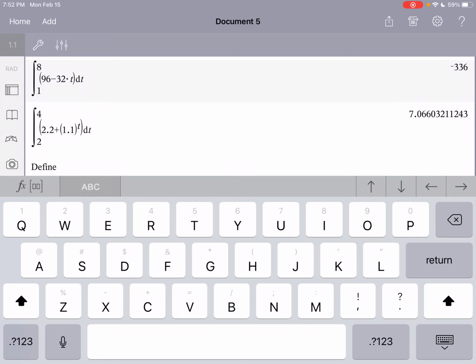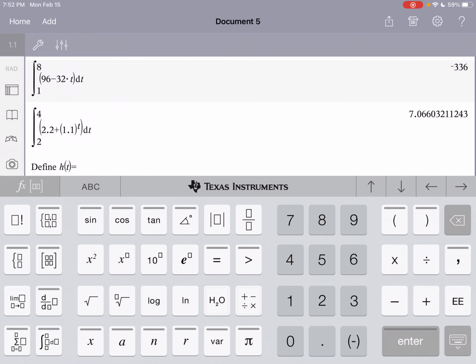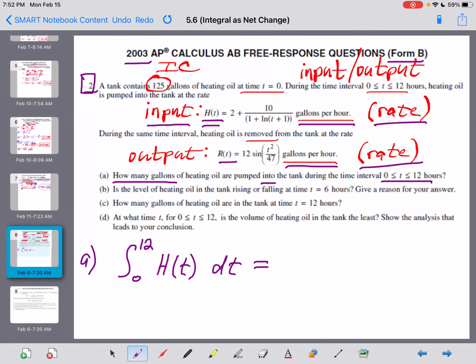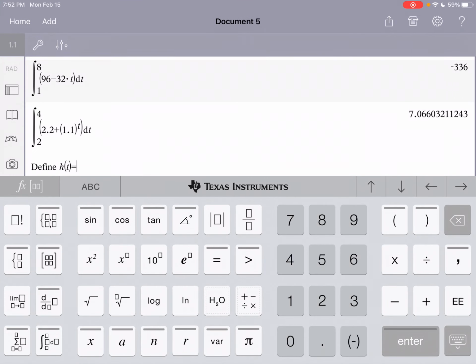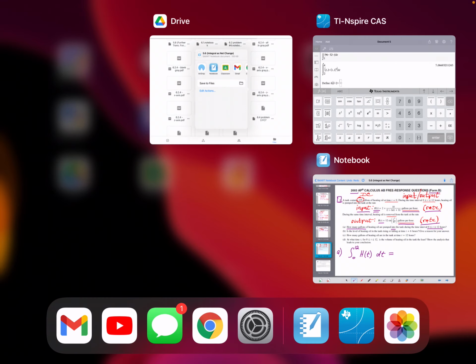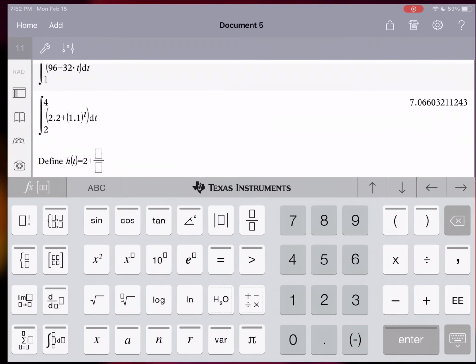Unfortunately for me, this is kind of a pain, but okay, we'll make it work. So h of t, let's go back here now, is going to equal, and let's see what that function looked like. It was 2 plus 10 over 1 plus natural log of t plus 1. So that equals 2 plus, and then we had a fraction, so now's probably a good time to hit the stacked fraction button. 10 over 1 plus natural log of t plus 1.